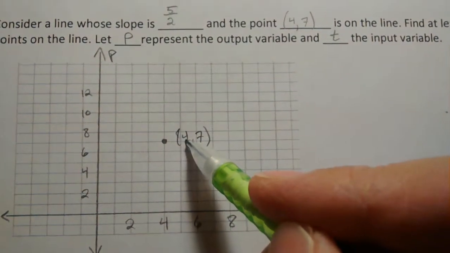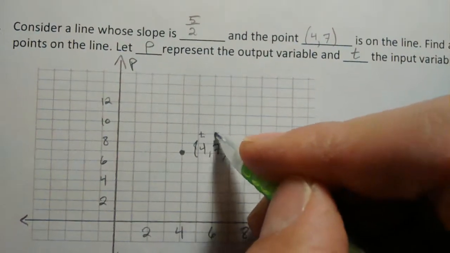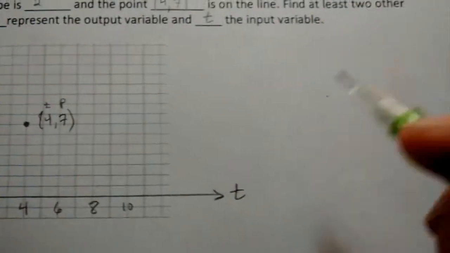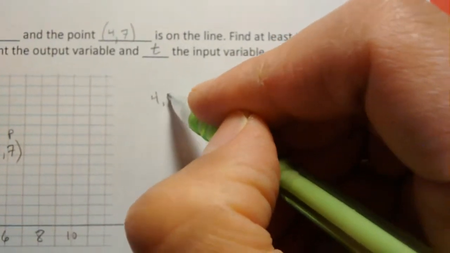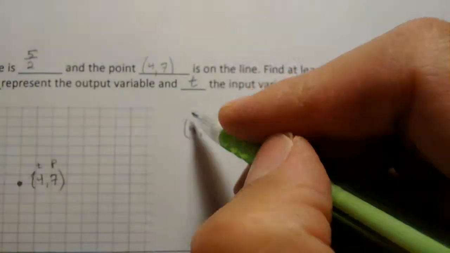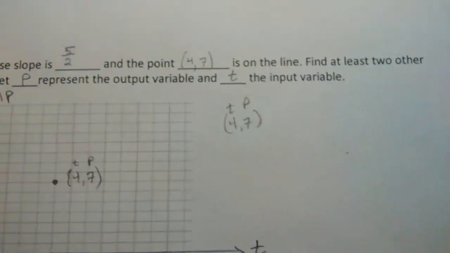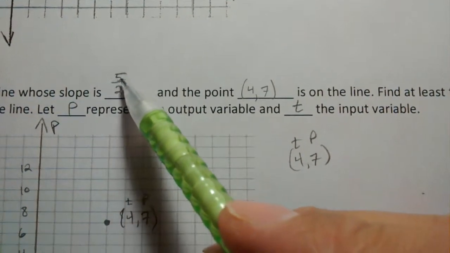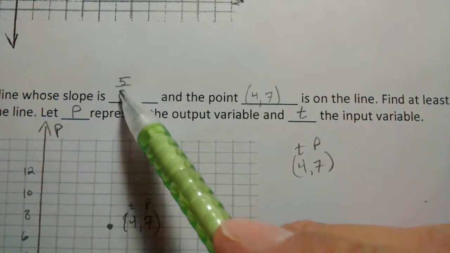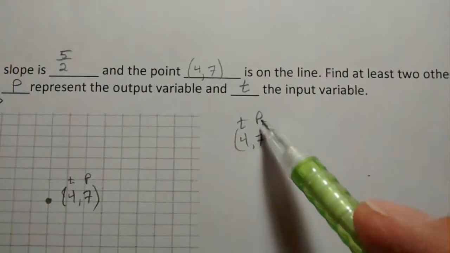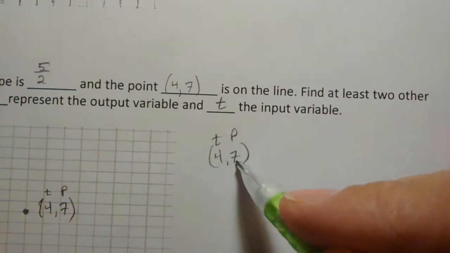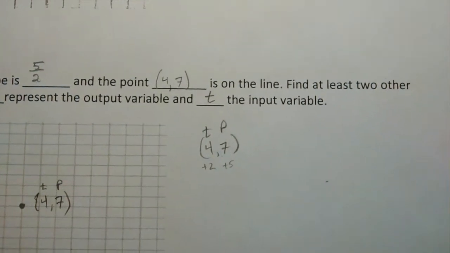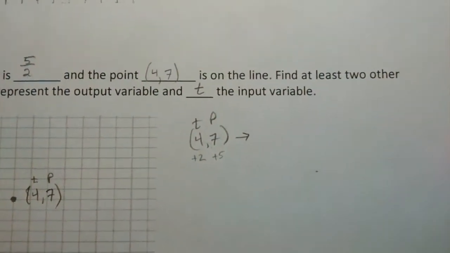So what would that mean for us? Remember, this is the input, that's the output, so this is a T and a P value. Knowing this 5/2, I could come over here off to the side and do this. This is the input and the associated output. What this fraction says is that the output variable increases by 5 as the input increases by 2. In other words, this P value, or output value, would increase by 5 as the input increases by 2. And that would get me to another point.